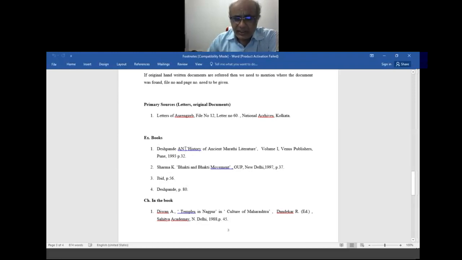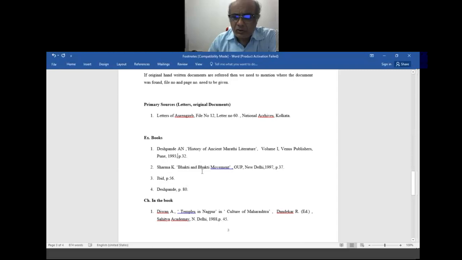You write the name of the author, then you write the name of the book, volume, if there are any, name of the publisher, place of the publication, Pune, in which year it was published, 1993, and then page number 32, full stop. So this is how you give reference, you give footnote when you refer to the information from the book.